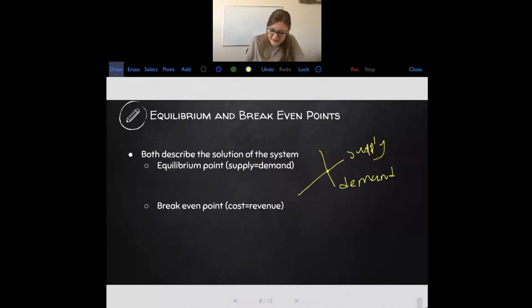The point where they intersect is called the equilibrium point. That means that the supply is equal to the demand. What that also means is that there's not a surplus of product or a shortage of product. Okay, so that equilibrium point is helpful to know.